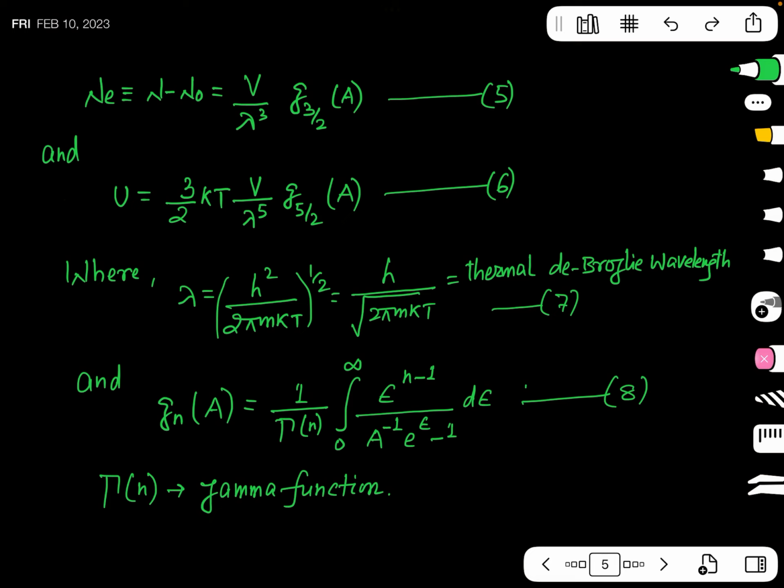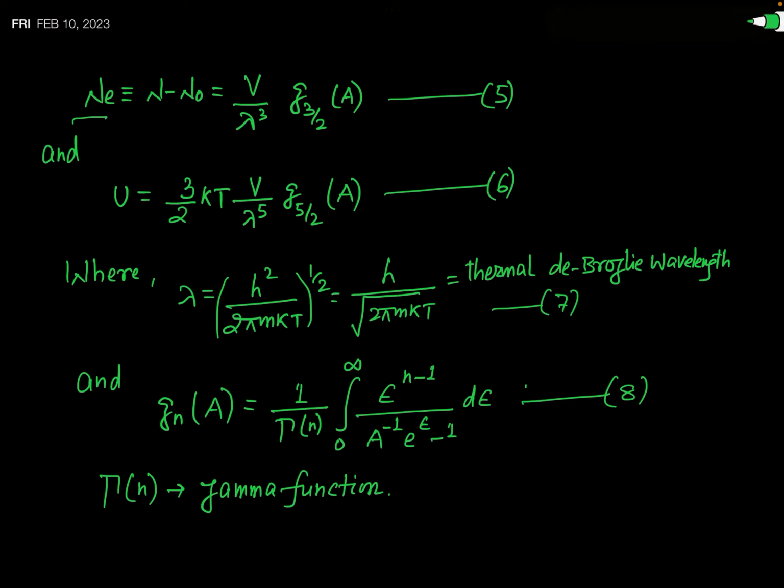In fact, after evaluation, it is found that N_e will be equal to V by lambda cube times g_3/2 of A. And the expression for U will become 3 by 2 kT times V over lambda to the power 3 times g_5/2 of A. But what is this lambda? What is this g_3/2 and g_5/2? Now, what are these? Now, let us see.